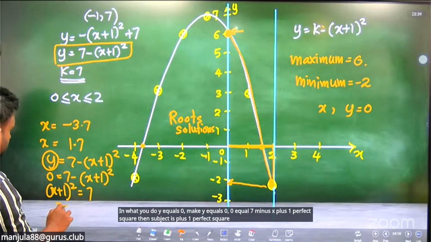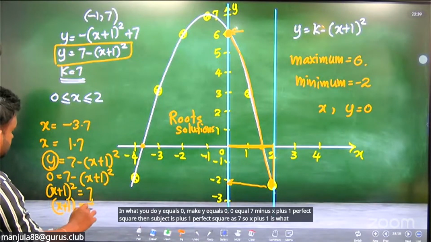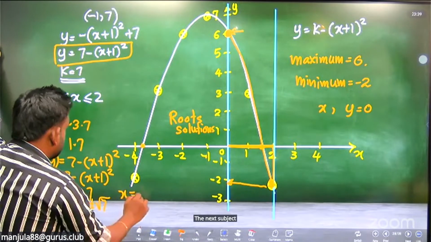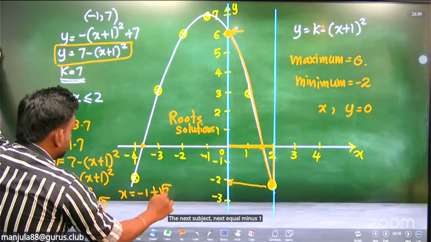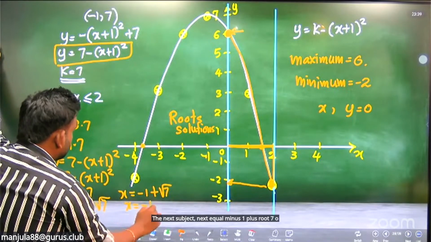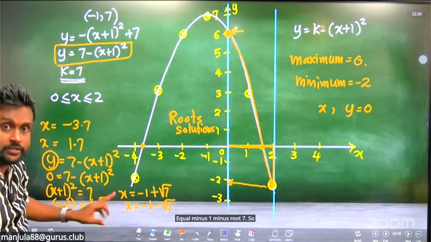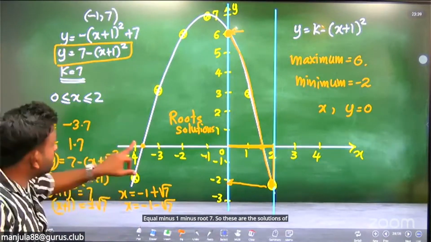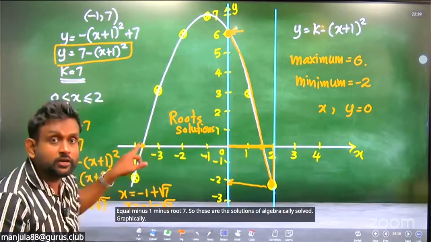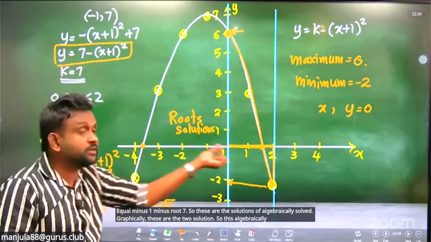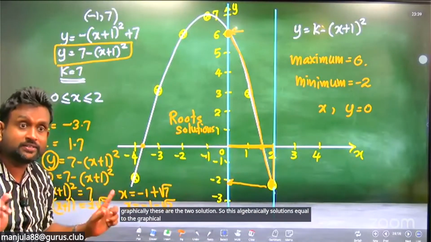So x plus 1 is what? Plus or minus square root 7. Then making x the subject, x equals minus 1 plus root 7 or x equals minus 1 minus root 7. So these are the solutions solved algebraically. Graphically, these are the two solutions. So the algebraically solved solutions equal the graphical solutions, correspondingly.